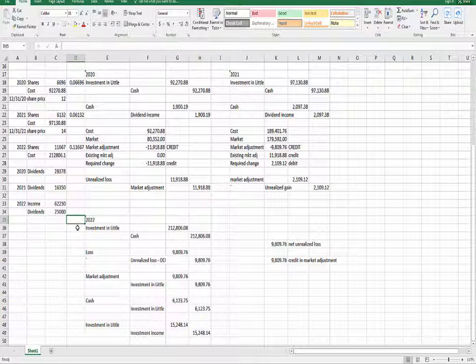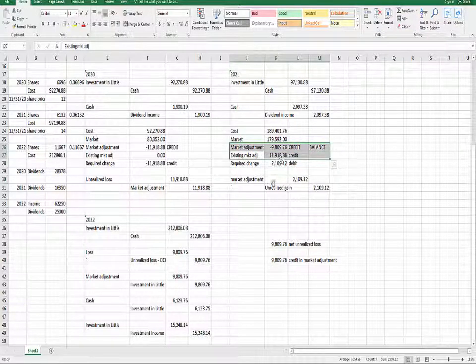Second thing that people commonly have trouble with is this idea of the market adjustment at the end of each year. Again, the first step is we find the desired balance, and then we say, okay, what's the existing balance, and how do we get from the existing balance to the desired balance? We've got an existing balance of 11,918 credit. We want a 9809 credit balance, and so we need a change of 2109 debit.